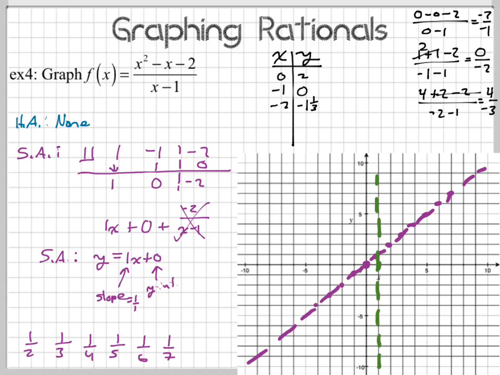So I go to 0, 2. 0, 1, 2 right there. And then the next one is -1, 0, which is right there. Wow, that's really close to the asymptote. And the next one is -2, and it goes down to -1 and 1/3. Oh, that's interesting. Okay, so this is what our line looks like.